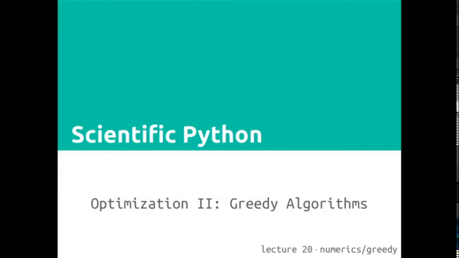Welcome to CS 101 Scientific Python, Lecture 20, the second part of our series on optimization, when we start talking about heuristic algorithms, beginning with greedy algorithms. In numerics brute, we wrote that the goal of a brute force search is to search the domain for the x star, which yields the optimum f of x star.